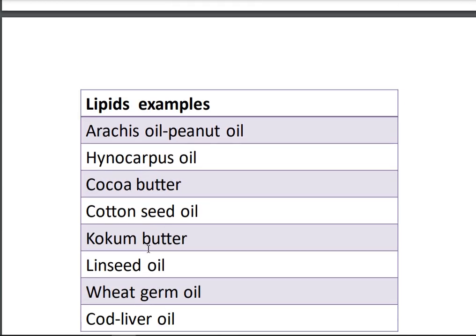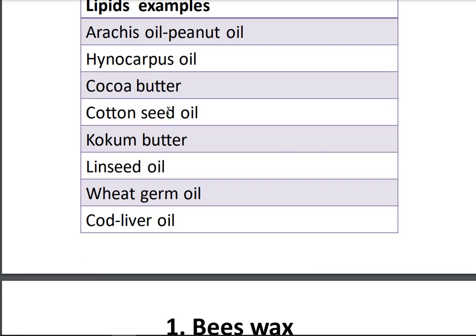We have some examples of lipids: arachis oil, that is peanut oil, cod liver oil, hydnocarpus oil, and as I said, all kinds of oils. Like cocoa butter, which is a solid fat, cottonseed oil, linseed oil, wheat germ oil, and cod liver oil are all lipid examples.